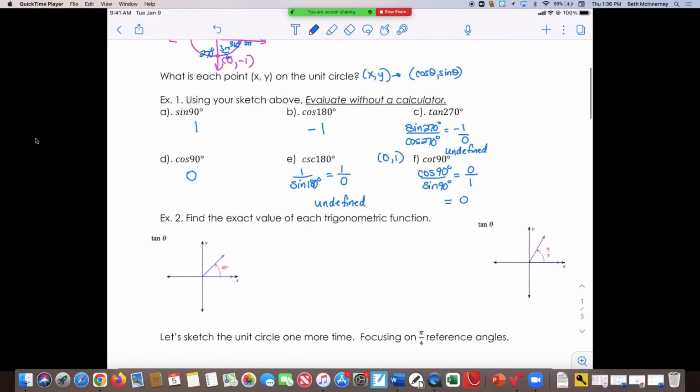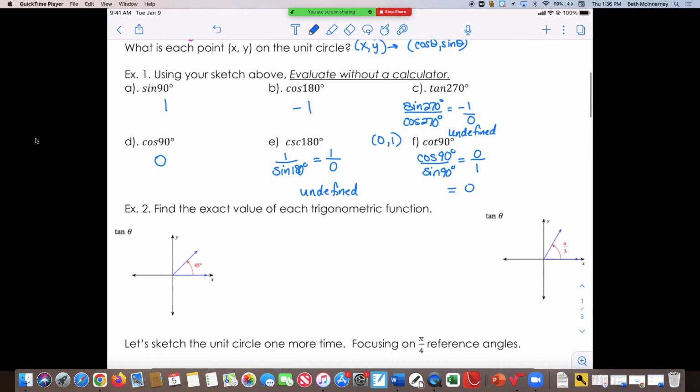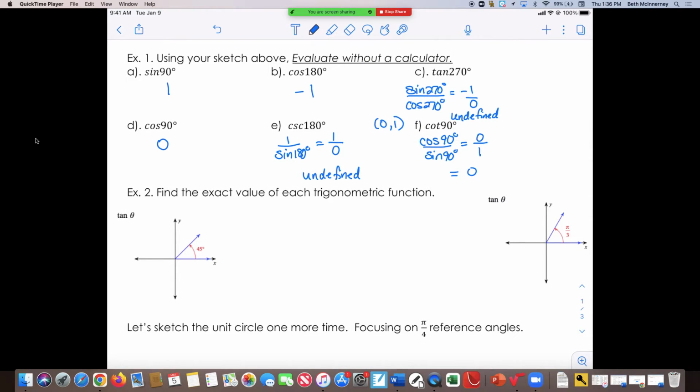All right. Let's look here. I want the tangent of theta, and theta is 45 degrees. I'm going to drop a perpendicular. This is a 45, 45 right triangle. So the tangent of 45 degrees is 1 over 1, or 1.